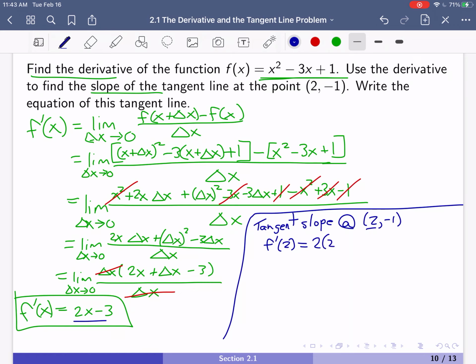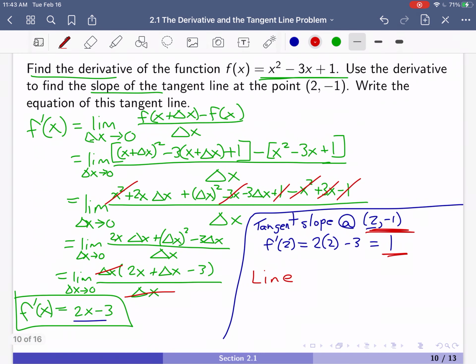So we have 2 times 2 minus 3. And when we do that, we get a slope of 1. That is the slope of the tangent line. It is the derivative at a point. Fantastic. So now if we want to write the equation of the tangent line, right? So to write our equation for the tangent line, we're looking at the point 2, negative 1 and a slope of 1. We can write that tangent line in point slope form.